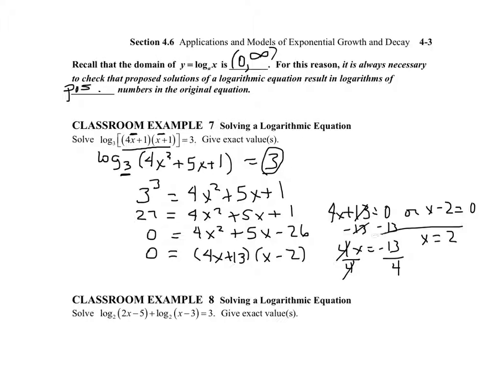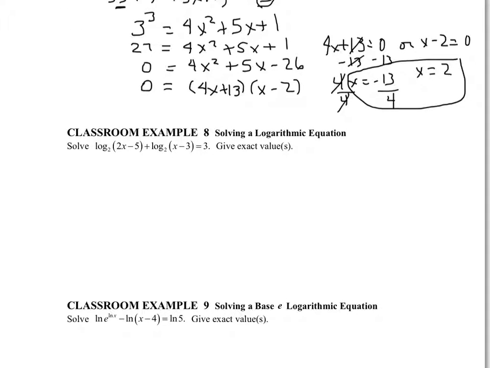So in this case, even though I had a negative value for x, it's not excluded because if I plug it in, it will still give me a positive value after the logarithm. So that's an important thing to check. We are going to skip example 8.